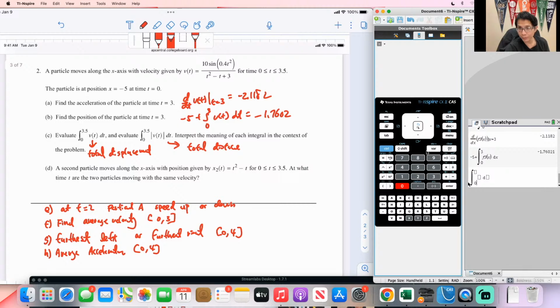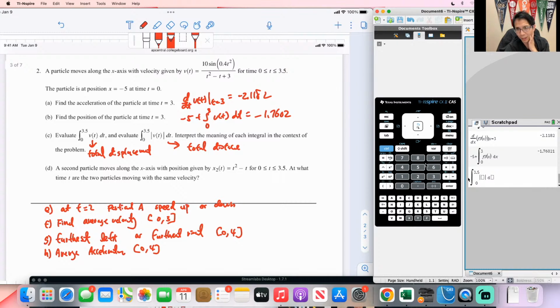Between 0 to 3.5. Most of you use the TI-84, so you should know how to do this. Absolute value: do you know where the absolute value button is on your calculator? For the TI-84, it's in the Catalog, second 0. The first thing is ABS.